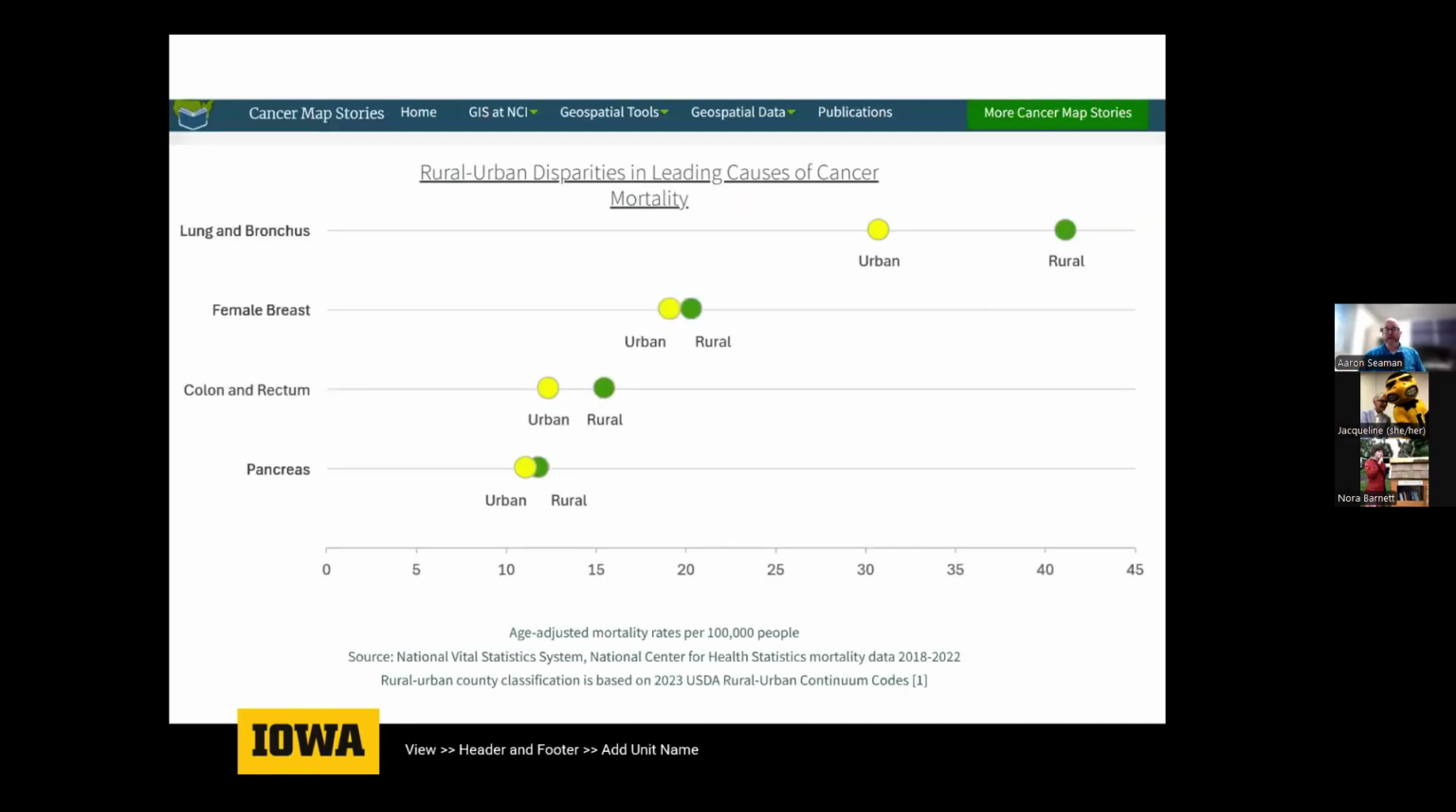Death rates for the leading causes of cancer death, lung, colorectal, pancreatic, and breast cancers, are all higher in rural areas. Disparities in death rates between rural and urban areas are larger for lung and colorectal cancers and comparably smaller for breast and pancreatic cancers. Rural disparities in cancer mortality appear to be worsening, likely due to the effects of rurality on access to cancer prevention, diagnosis and treatment services, as well as the higher prevalence of some risk factors in these areas.